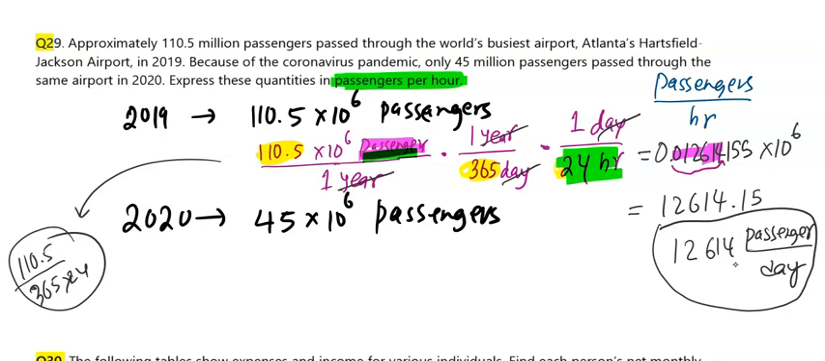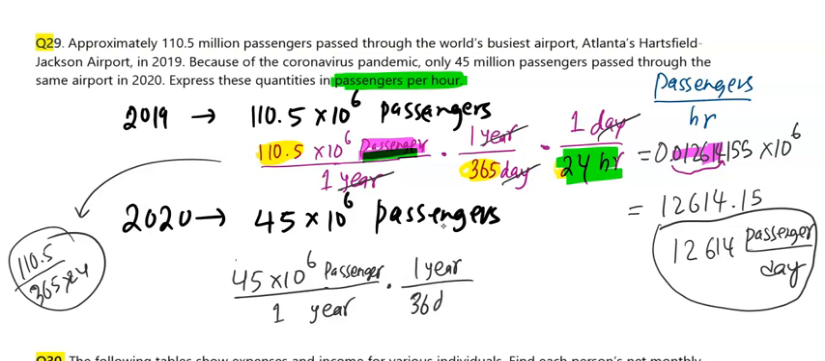For 2020 we have a similar calculation. You just replace 110.5 times 10 to the power 6 by 45 times 10 to the power 6. So you do the same thing: 45 times 10 to the power 6 passengers per year, times 1 year divided by 365 days, times 1 day divided by 24 hours. The same thing as before. Year cancels, days cancel, and you get the answer in passengers per hour.